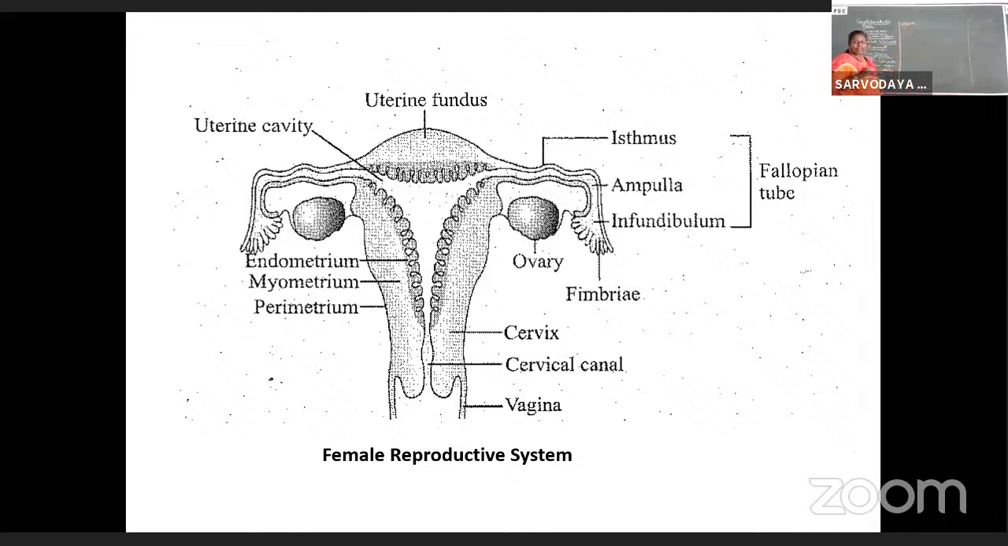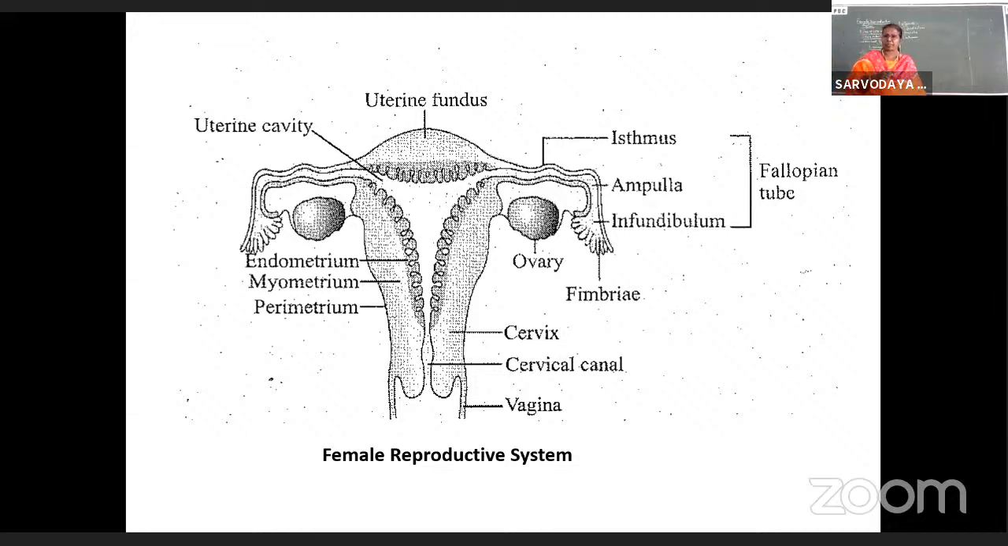The oviduct is divided into how many parts? Three parts. What is the first part? The first part is named as infundibulum. What is the second part? The larger part of the oviduct is named as ampulla. What is the third part? The third part is the isthmus.